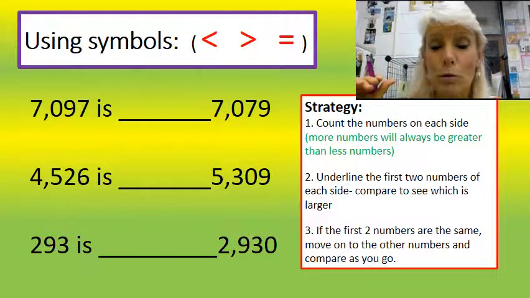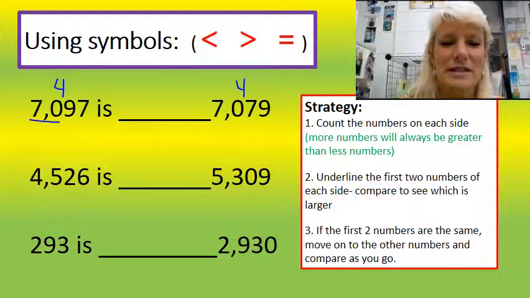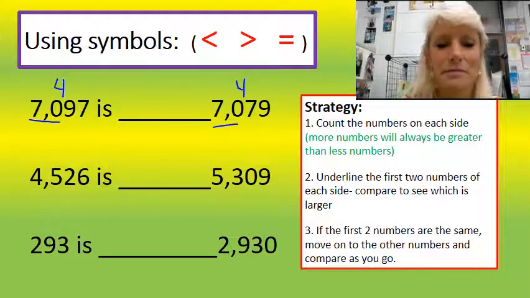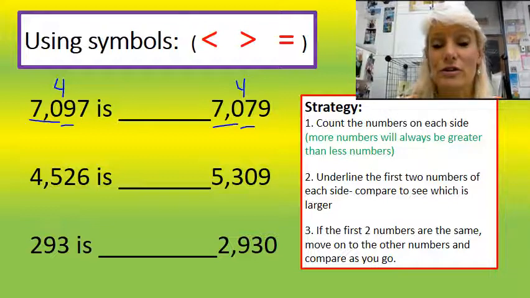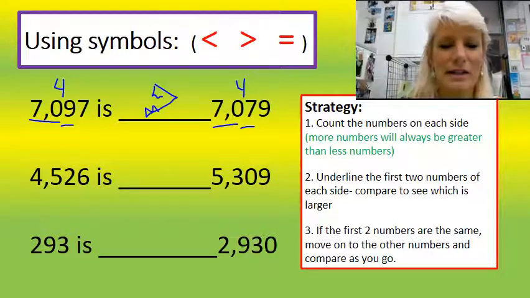And the small mouth eats the small numbers. So we're going to use the same strategy. I've got 4 numbers on both sides. So I see 70, 70, that looks the same. Go to the next one. I see a 9 and I see a 7. Which one has the greater number? The 9 in the tens place is the greater number, so I'm going to put the big mouth on the big number. All right, next one.